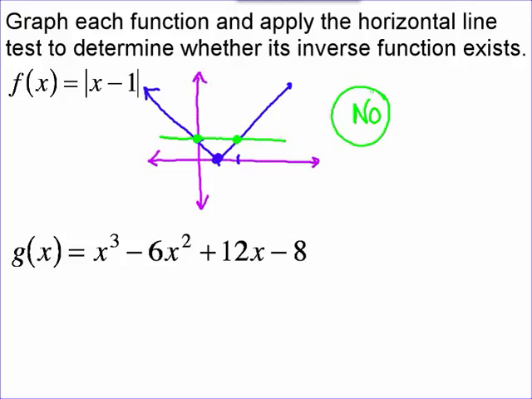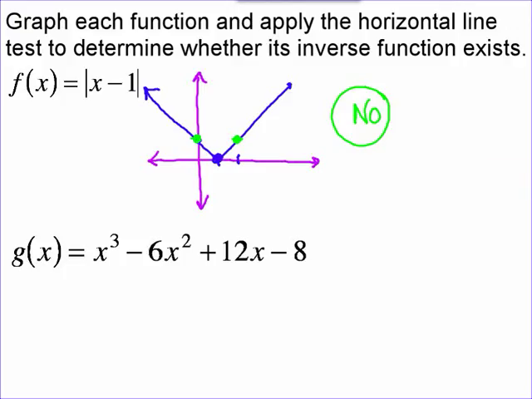Now here's a little tidbit. Eventually, later on in the lesson today, we're going to learn about restricting the domain so that we could have an inverse function. So for example, if I look at this graph real quick, I want you to think about, is there a part of the graph in which that would pass the horizontal line test? Yes, the first point.